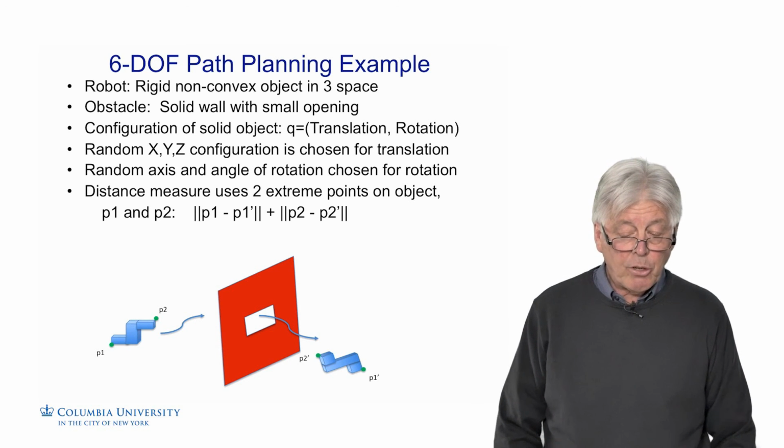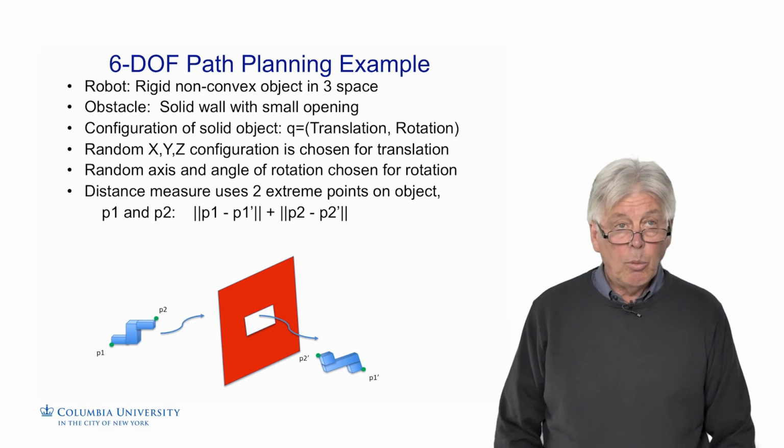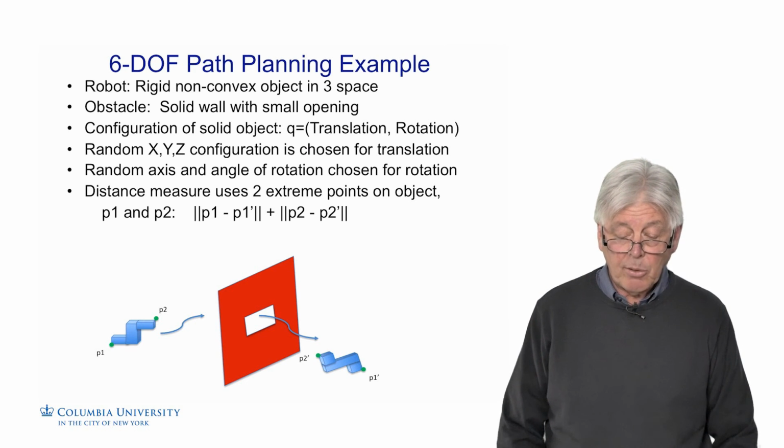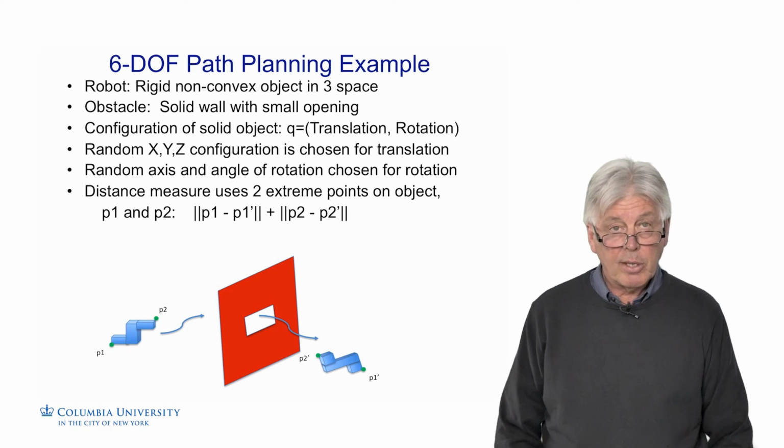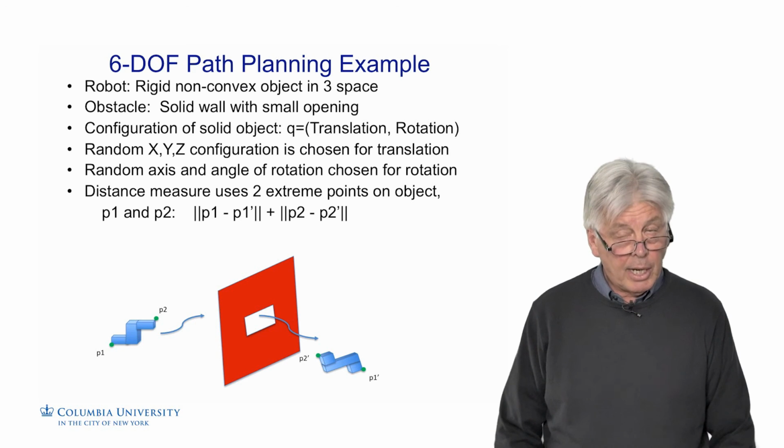The distance measure uses the 2 extreme points on the object, P1 and P2, which will be transformed by those translations and rotations. If we take the distance between P1 and P1 prime and P2 and P2 prime, that will be our metric to see when things are close. And why do we have to know if things are close? Because we have to find the nearest neighbors in our roadmap to move from configuration to configuration.